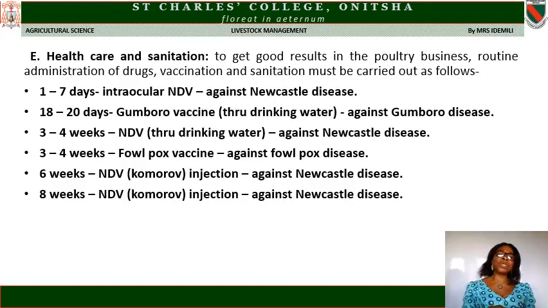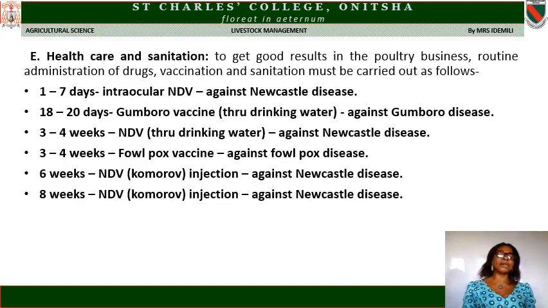Another one is given between 3 to 4 weeks of age, and it is another vaccination for Newcastle disease. It is given through the drinking water of the poultry birds. Another one is given between 3 to 4 weeks, and this one is fowlpox vaccine. It is given against the fowlpox disease.